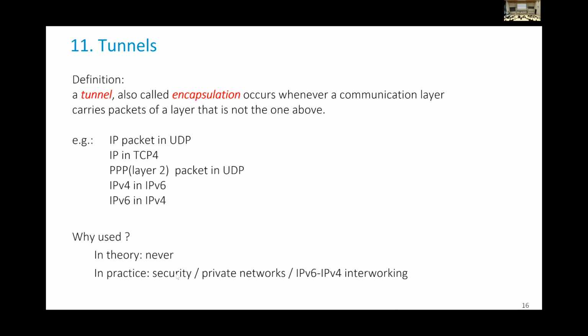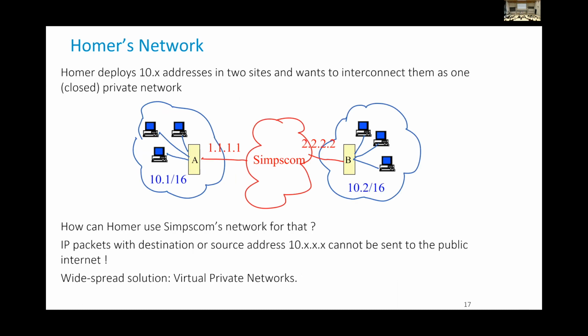But in practice, there are at least three major reasons that we will see for using them. One is security, another one is the use of private addresses, and the third one, which will be very important in the transition phase, is the interworking between IPv4 and IPv6. Let's see a simple example.